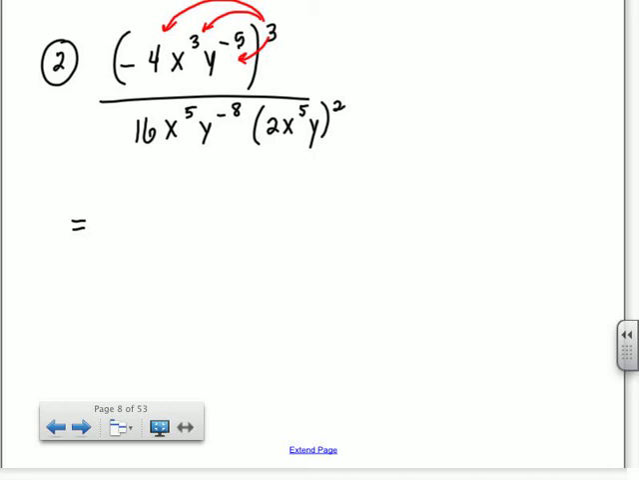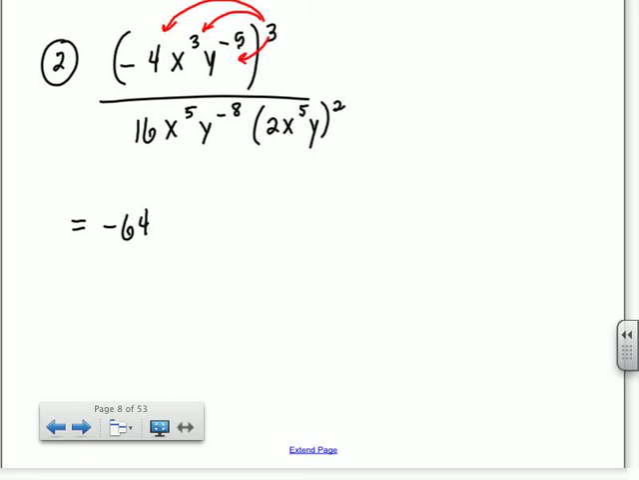Okay, so let's bring the 3 into every single thing on the top. So when I do that, my new numerator, be careful. The negative 4 is being raised to the third power. You can even think of the negative being raised to the third power individually. So that's negative 1 times negative 1 times negative 1. So you'd have a negative in the end, right? So we're still going to have a negative.